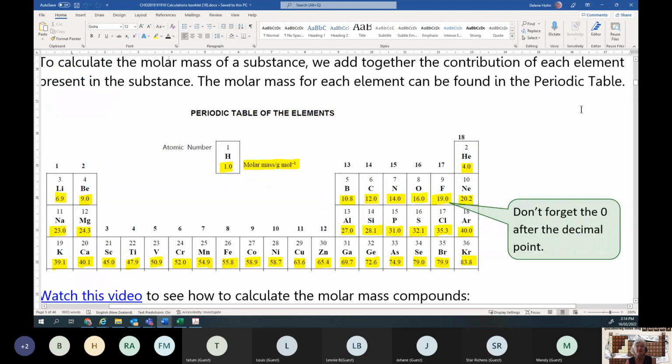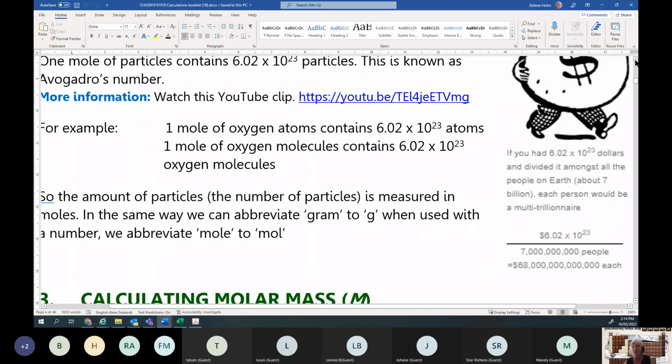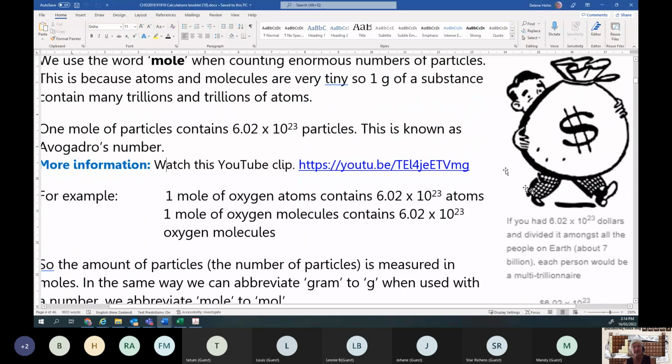So if I just quickly go page up, remember I ended off last week where I said if I took 1 mole of dollars and divided it amongst every person in the world, man, woman, and child, you'd all be multi-trillionaires, because a mole of dollars is an enormous amount. You've got to draw 23 zeros after the 6, and that will tell you how big it is. And that weird number was just chosen because it makes counting atoms so much more simple.